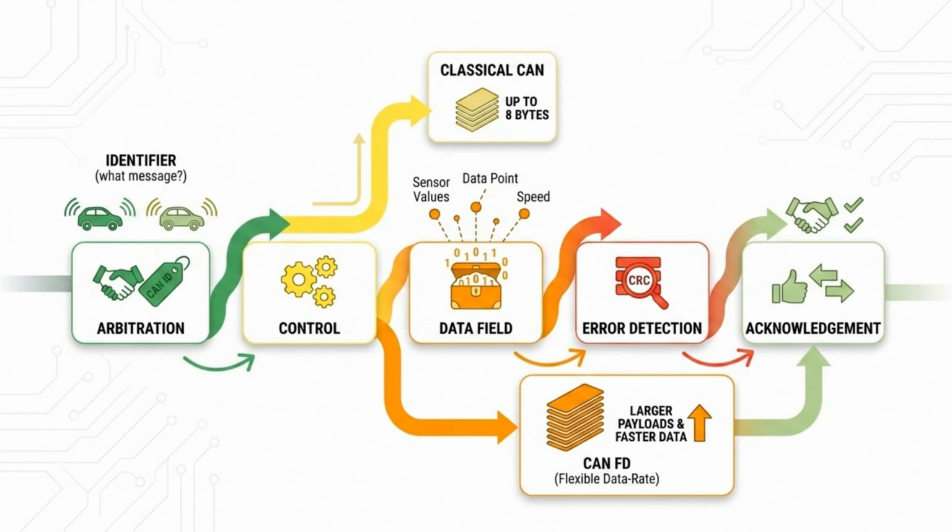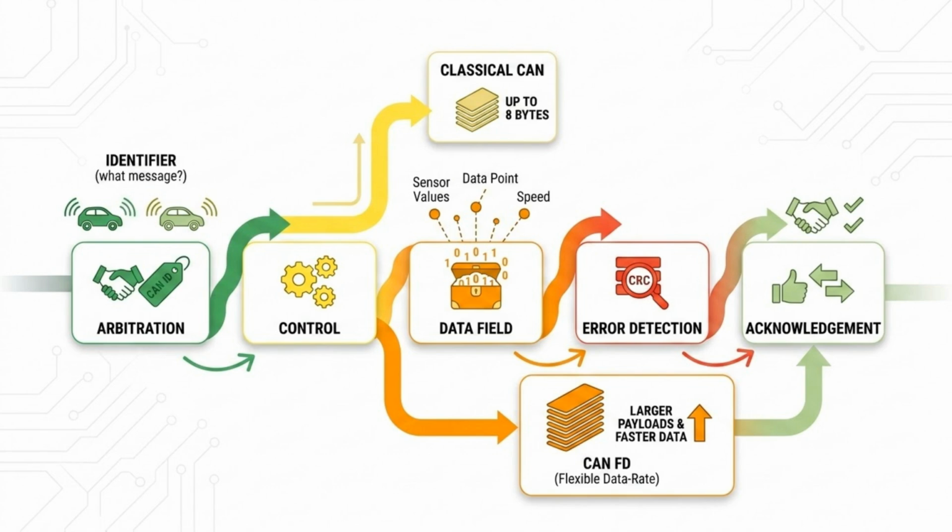A CAN frame carries more than just application data. At a beginner level, think of it as several important fields. First comes arbitration information, including the CAN identifier. Then comes control information, describing the frame. Next comes the data field, containing the actual payload. Traditional classical CAN supports up to 8 data bytes in one frame.